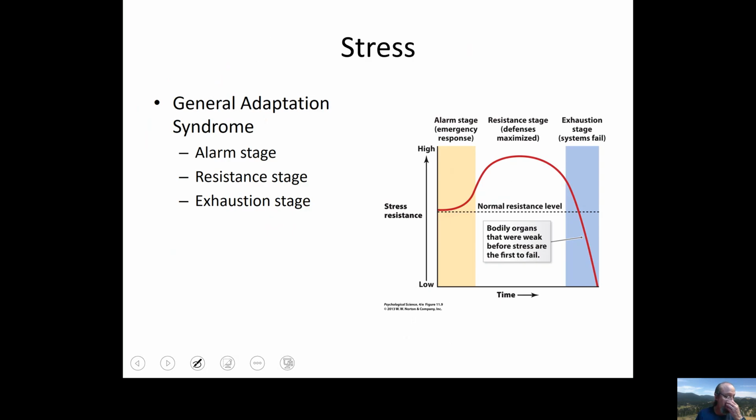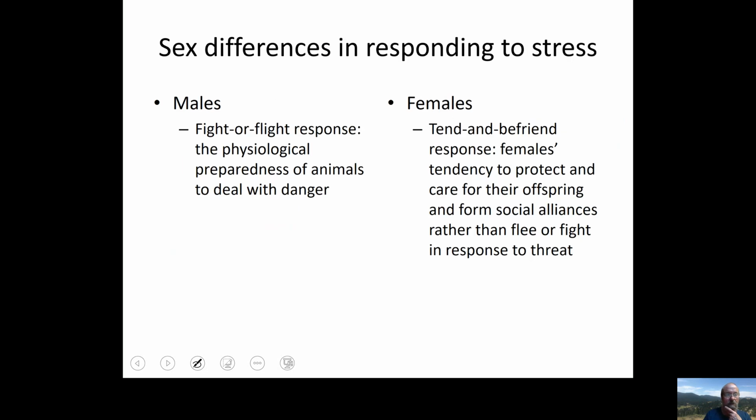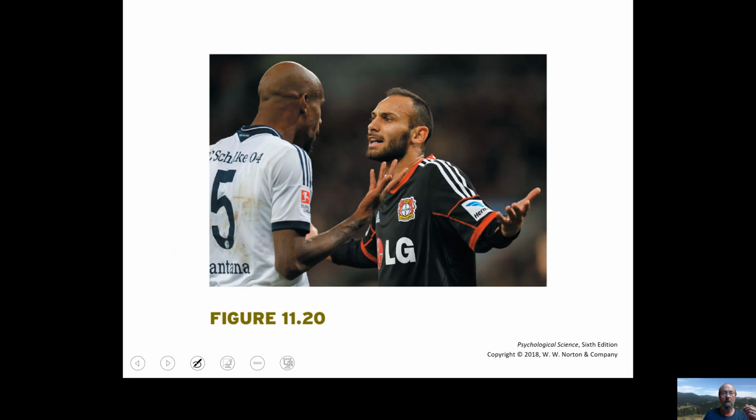Again, I'm really wondering how much of this I need to cover. I mean, you can read about this. I do have questions on it. So alarm, resistance, and exhaustion. People just get exhausted and systems fail. Males tend to have fight or flight more than females. Females tend to have tend and befriend. They tend to protect their offspring as opposed to fighting to protect their offspring. So this is a difference.